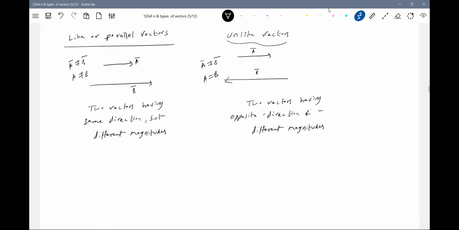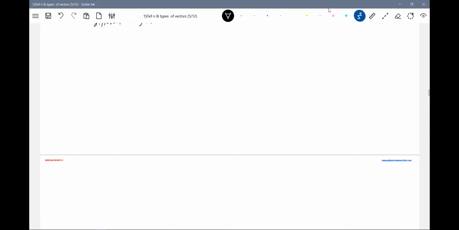These are just some primary definitions, which may not be that specific, or you can say very, very important here. After this, co-initial vectors.